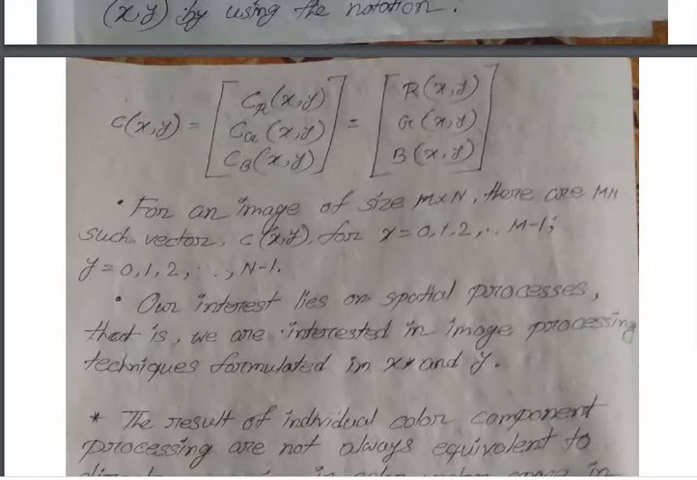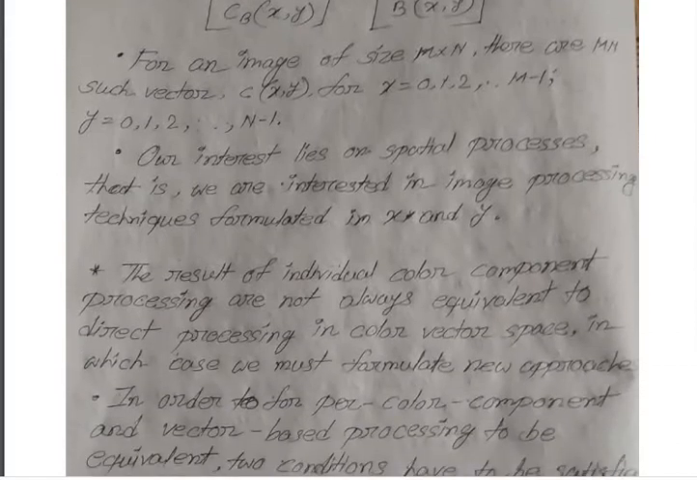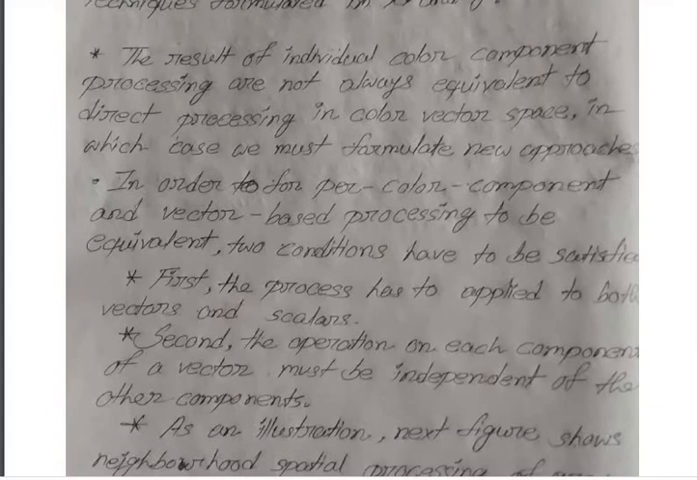And our interest lies in spatial processing. Here we apply only spatial processing, that is, we are interested in image processing techniques formulated in x and y, which are coordinates. And the results of individual color component processing are not always equivalent to direct processing in color vector space, in which case we must formulate a new approach.